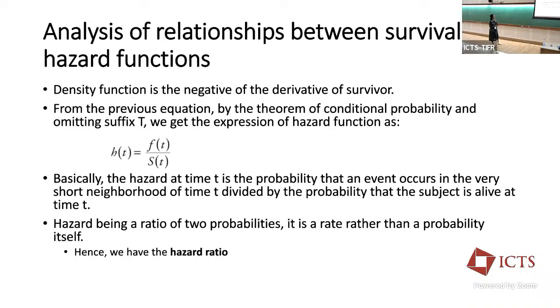So basically, the hazard at time t is the probability that an event occurs in the very short neighborhood of the time t, where delta is very small, divided by the probability that the subject is alive at that time. So hazard, being a ratio of two probabilities, is a rate rather than a probability itself. When we talk about survival analysis in machine learning, we will normally have the hazard ratio also, which we use to do the evaluation.